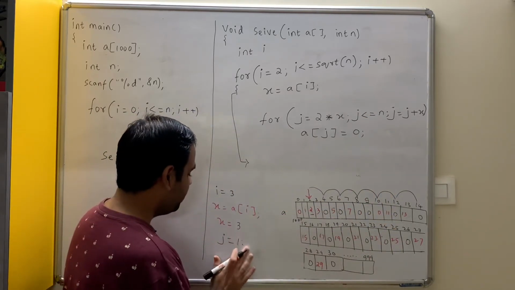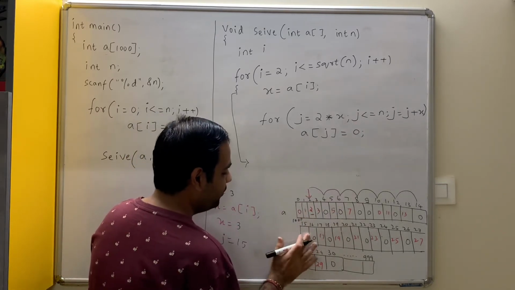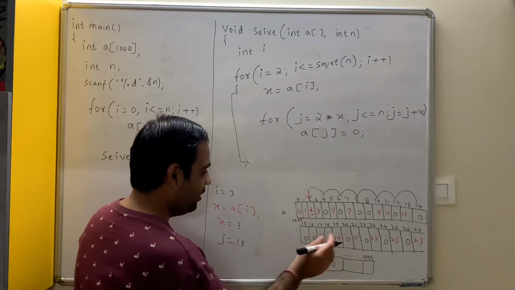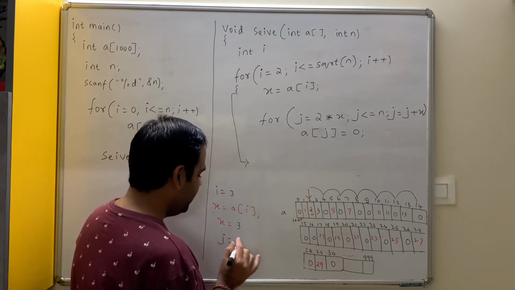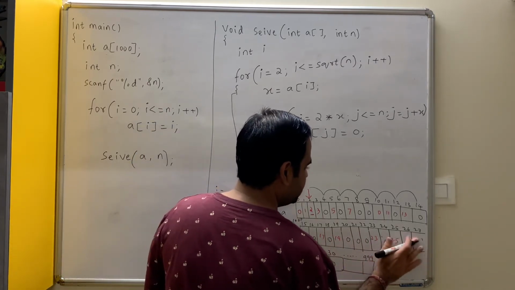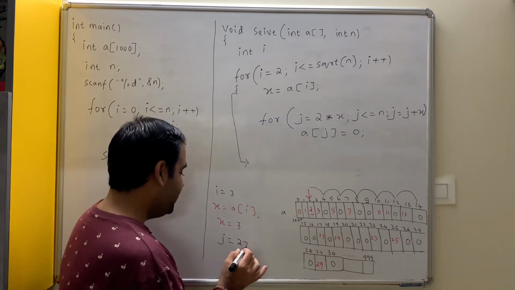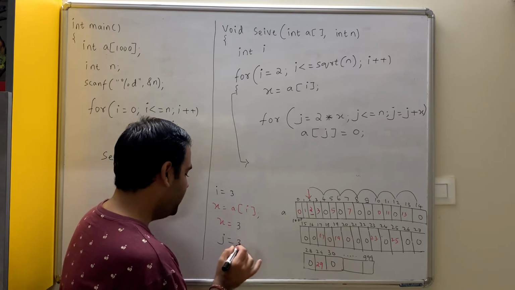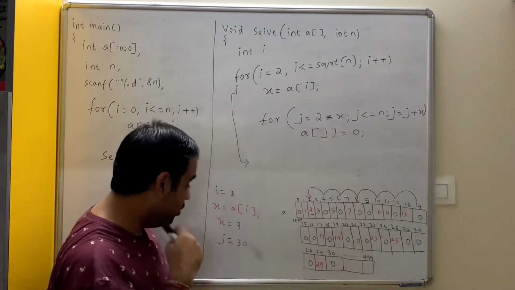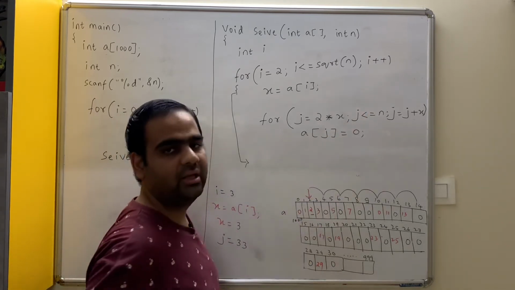Again, j plus x, 12 plus 3 is 15. 15 less than or equal to 30 is true. A of 15 is equal to 0. Again, 15 plus 3 is 18. A of 18 is 0. 18 plus 3 is 21. A of 21 will become 0. Similarly, 24 is already 0. 27 will become 0. Now, the value of j is 27. 27 plus 3 is 30. 30 less than or equal to 30 is true. A of 30 is equal to 0. Again, you say 30 plus 3 is 33. 33 less than or equal to 30 is false.